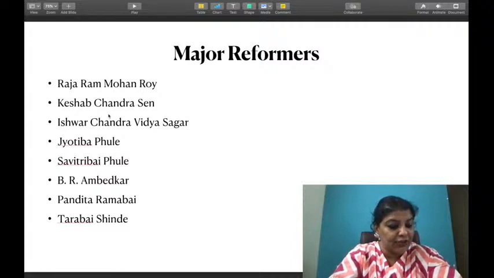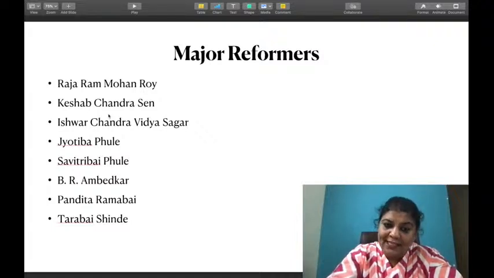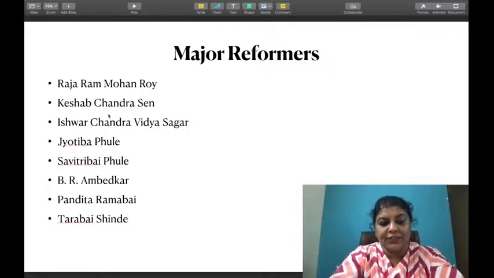Women had the right to adopt a child, that was there. Hindu Minority and Guardianship Act, that was also there. All these are important acts that came under the leadership of B.R. Ambedkar. One day in this 5-day course, I'll be talking about Dalit literature and Dalit studies also.